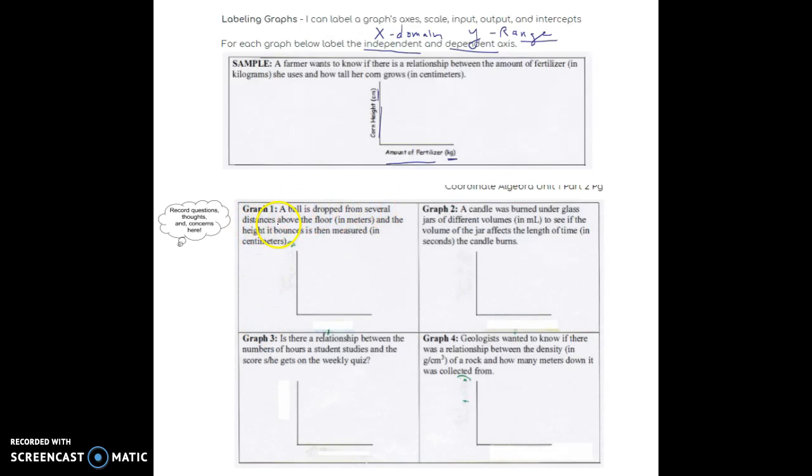Ball is dropped from several distances above the floor in meters. And the height it bounces is then measured in centimeters. Okay. So I'm going to put drop height. And I'm going to call that meters. And I'm going to say bounce height. And I'm also going to call that meters.